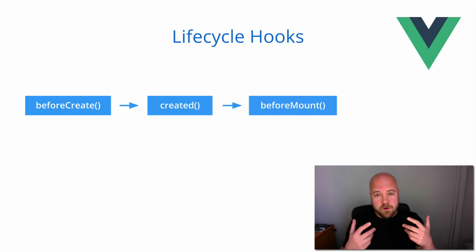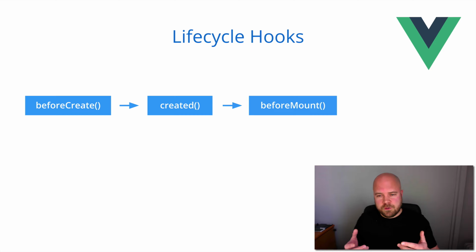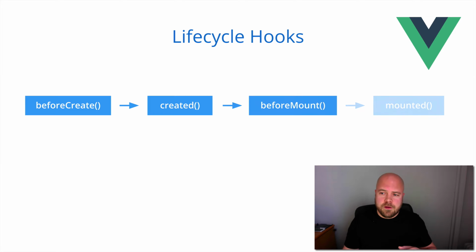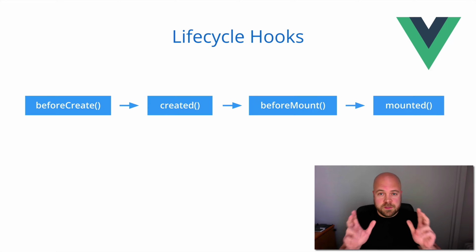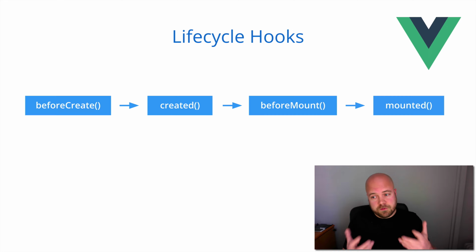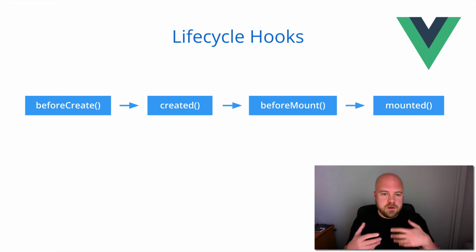Next, we have the beforeMount hook, which is fired just before the markup for your component is actually applied to the browser. And next, we have the mounted hook, which means the markup for your component has actually been committed to the view, so you can now see it in the browser. And this mounted hook is probably the one you're going to want to use most of the time whenever you want to fire some initialization code when a component is first loaded.